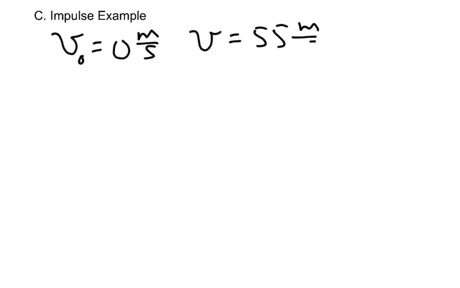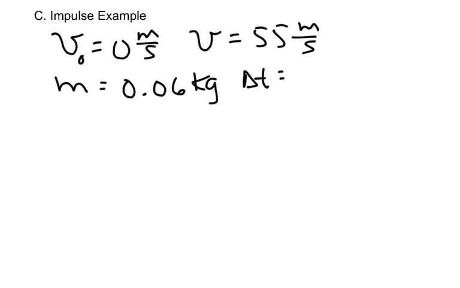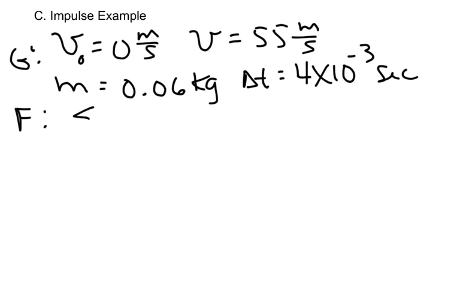Okay, so let's do an impulse example. Let's say we have a tennis player ready to serve a ball. When they first serve the ball, it has an initial speed of 0 meters per second. After they hit the ball with the racket, it has a speed of 55 meters per second. The mass of the ball is 0.06 kilograms, and the time of impact is going to be 4 milliseconds, or 4 times 10 to the minus 3 seconds. Now this is our given for the problem, and what I want you to find is what is the net force on this ball during the collision.